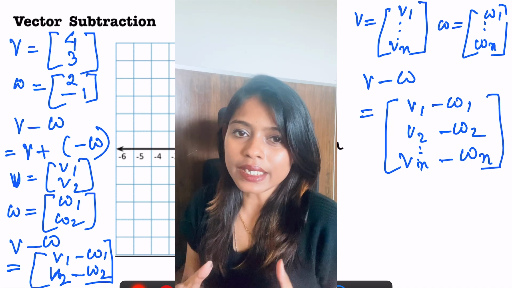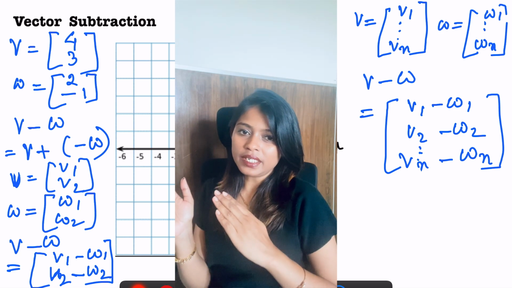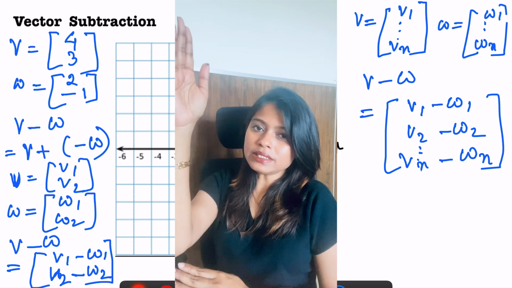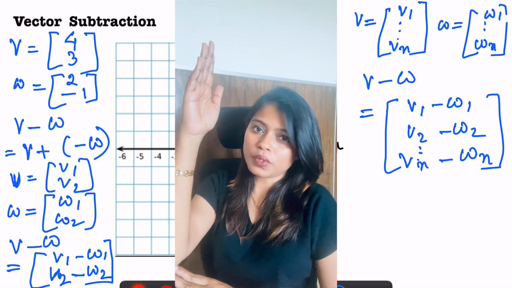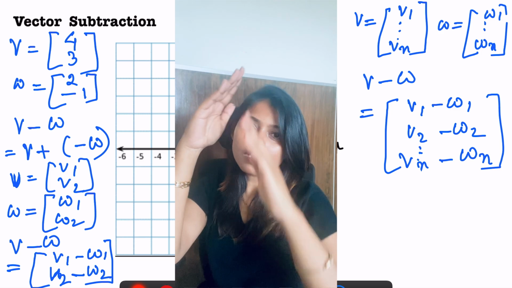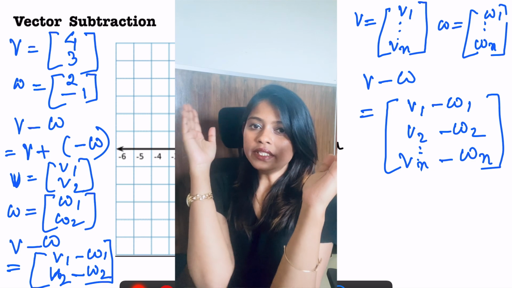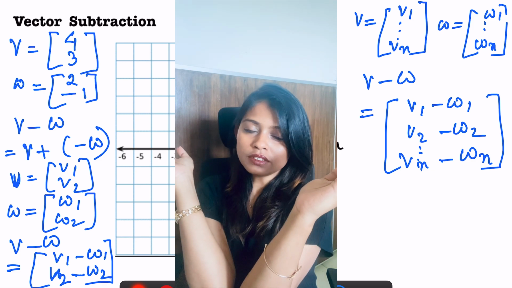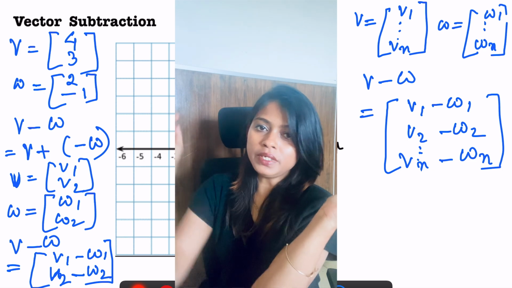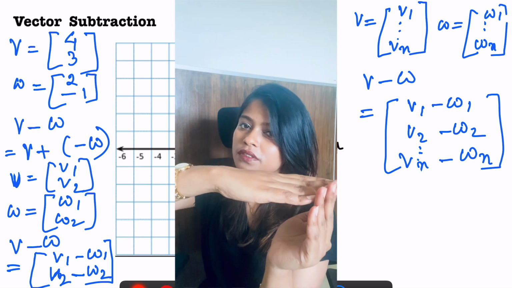So I like to think about vector addition and subtraction in this way. Consider you have a vector v pointing in this direction and another vector w pointing in this direction, with the second vector placed at the tip of the first one. In that case, v plus w will be from here to here. But if you have v pointing in this direction and w pointing in this direction, then v minus w will be from the tip of the second one to the tip of the first one.